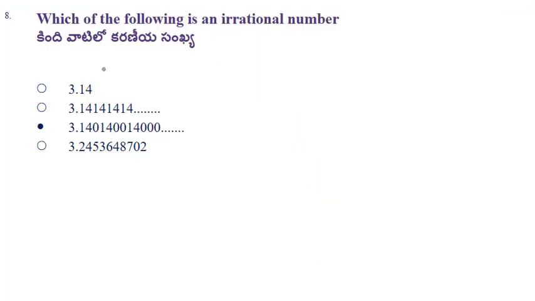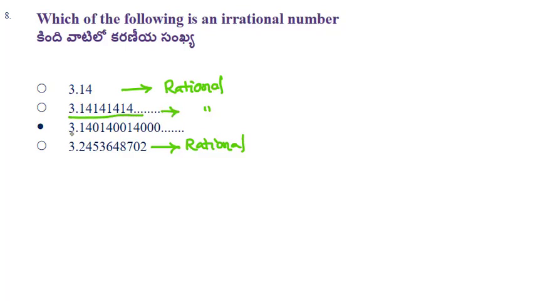Let us see one interesting problem. Which of the following is an irrational number? If we observe the options, first is a terminating decimal. So all terminating decimals are rational numbers, so it is a rational number. Next, see the last one. This is also a terminating decimal, so this is also a rational number. Second option is a non-terminating repeating decimal. So non-terminating repeating decimals are also rational numbers.